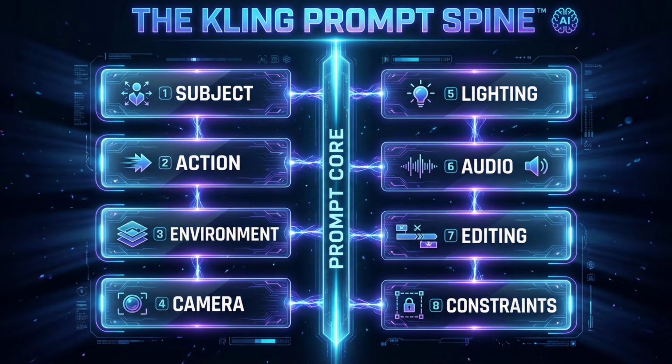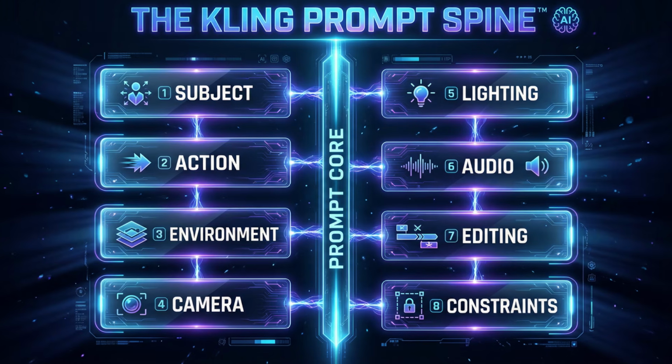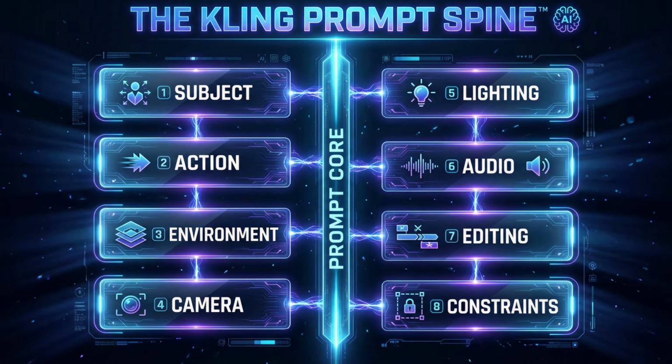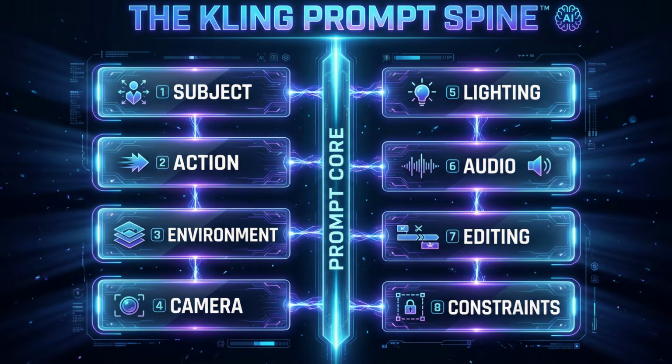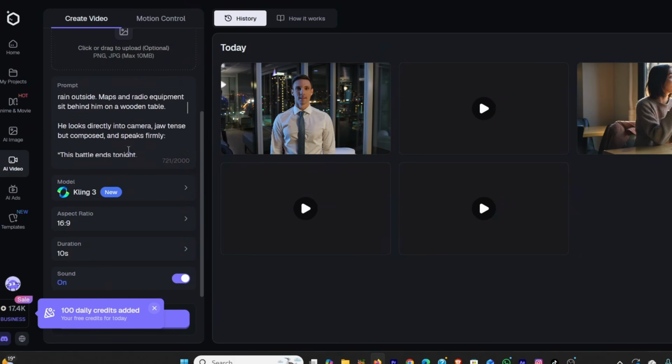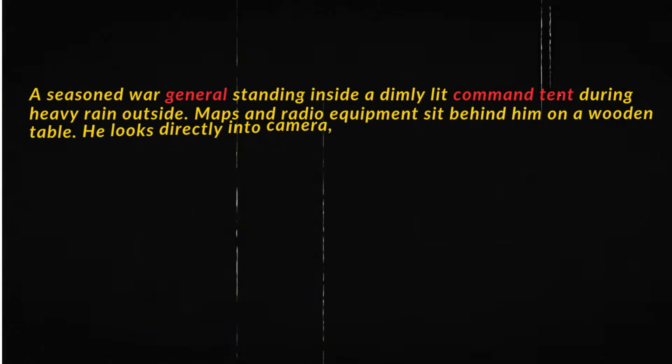Editing. Is it one continuous shot? Are there cuts? Is it slow motion? Next is constraints. This is underrated. Constraints help avoid weird outputs. Let me show you a 10-second example using the full spine. In this prompt, I defined all the 8 elements of the prompt.